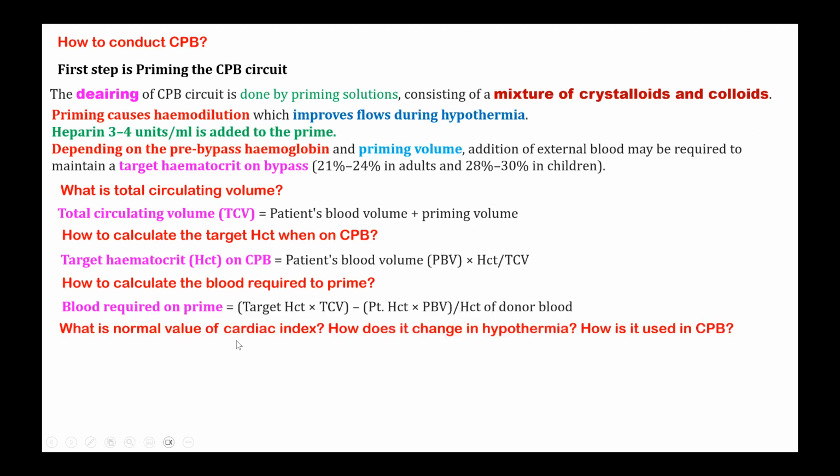So now, what is the normal value of cardiac index? How does it change in hypothermia? How is it used in cardiopulmonary bypass? What is the normal value of cardiac index? 2.4 to 3.4. Cardiac output by body surface area, sir. So 2.4 to 3.4.